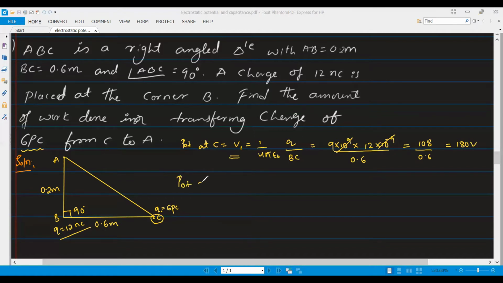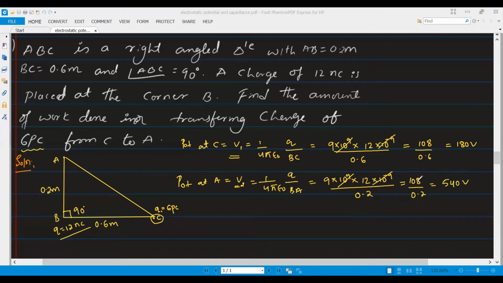Similarly, let us calculate potential at A. So this can be written as V2. So this is nothing but 1 upon 4 pi epsilon naught, same charge, we have to see the potential from this charge to here. That is Q divided by, this time the distance is BA. So this can be written as 9 into 10 to the power of 9 into 12 into 10 to the power of minus 9 divided by 0.2. If you calculate this, once again these two are going to get cancelled. 12 nines are 108. 108 divided by 0.2 is going to stand for 540 volt. So potential at A is 540 volt.